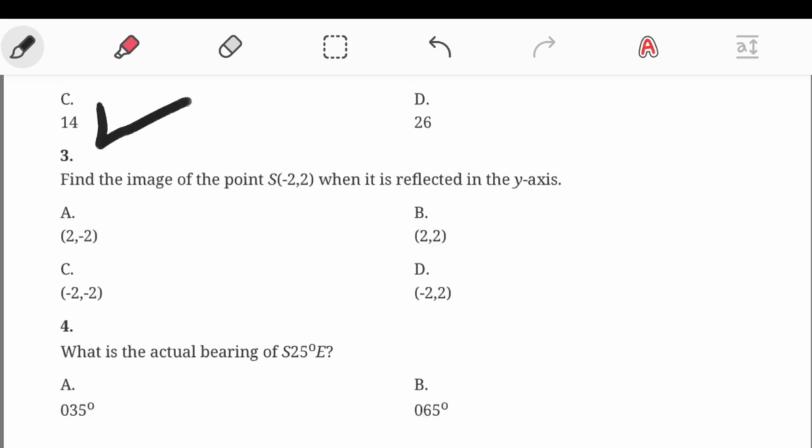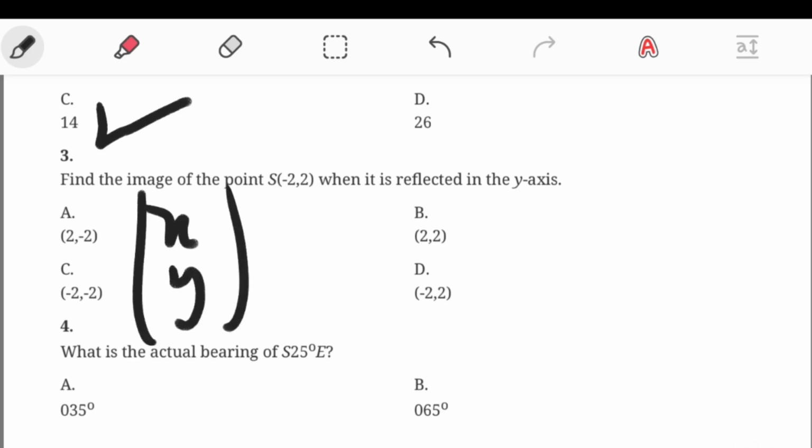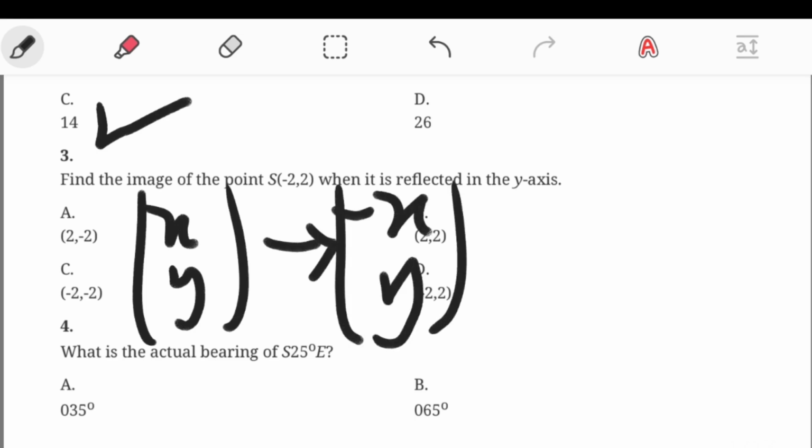Question 3. Find the image of point S (minus 2, 2) when it is reflected in the y-axis. Anytime a point is reflected in the y-axis, the x becomes negative, right? So this is how the formula goes: x, y maps to, when it's reflected in the y-axis, negative x, y.